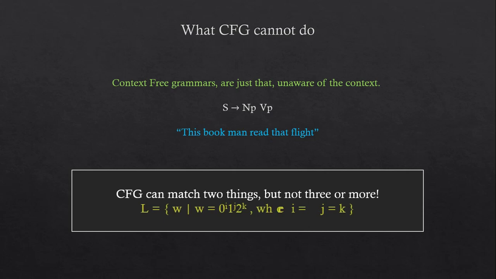If I change the grammar to something where the number of 0s, 1s and 2s all have to be the same, we are matching three things, and the context-free grammar is not going to be able to do that. All right, so that's pretty much a good summary. I hope by now we have a pretty decent understanding of context-free grammars and context-free languages and how they work.